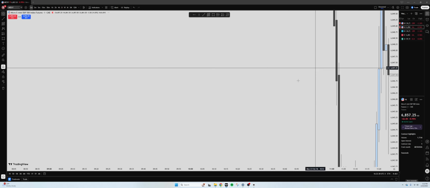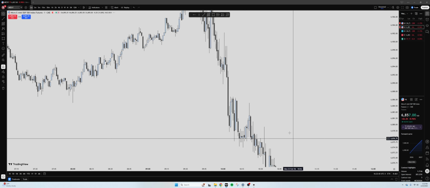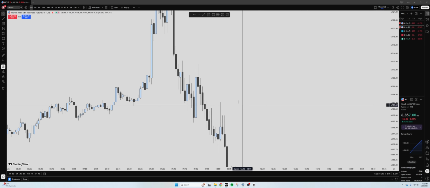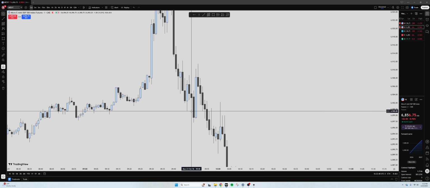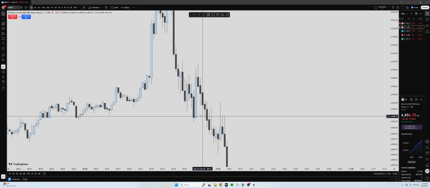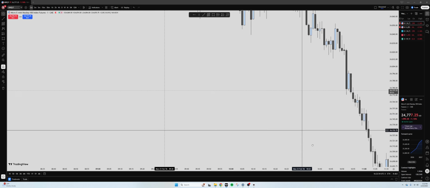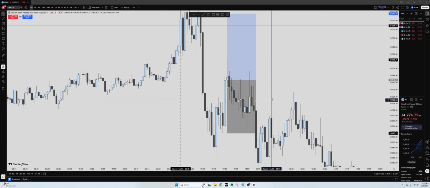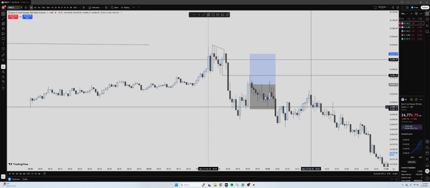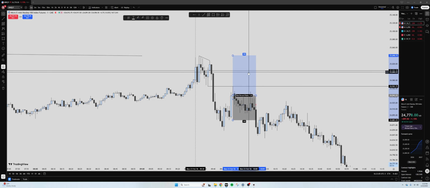Let's see if I'm correct on that, if there was an SMT. Yeah, so it would have been around here. I think it's this low to this low, 9:49. Yeah, so we had an SMT, and that was part of the reason I entered. But still not a good trade. Was targeting this, did not hit.